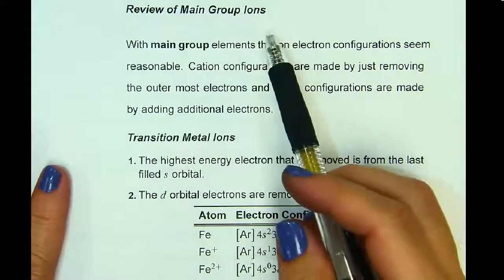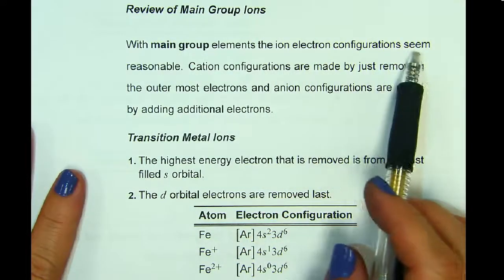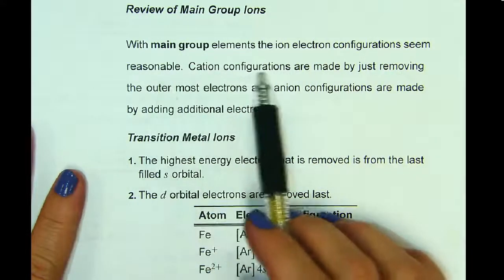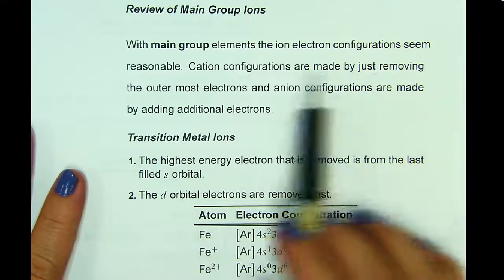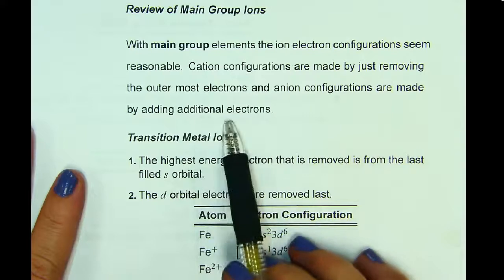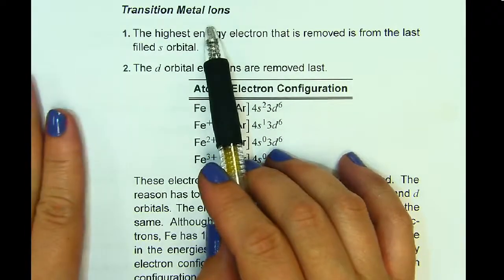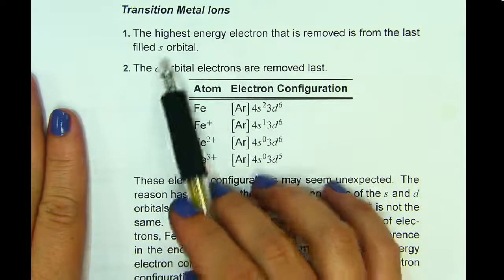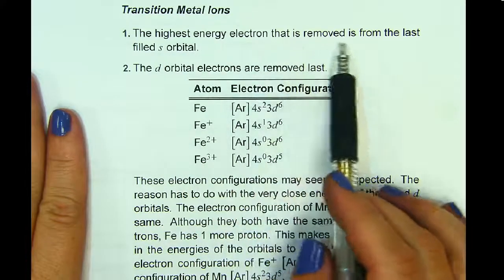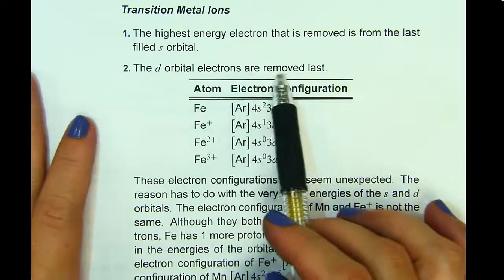So, electron configuration of transition metal ions. A review of the main group ions: with main group elements, the ion electron configurations seem reasonable. Cation configurations are made just by removing the outermost electrons, and anion configurations are made by adding additional electrons. However, the transition metal ions start to fill the d orbital. The highest energy electron that is removed is from the last filled s orbital. The d orbital electrons are removed last.